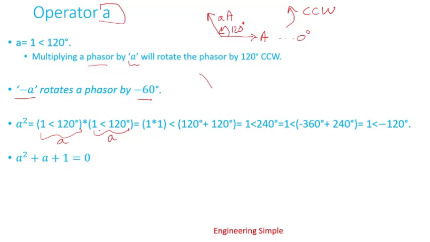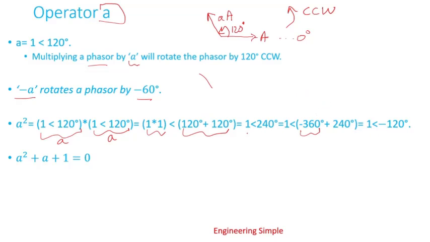In algebra, basically 1 times 1, and the angles, they just add up if you are multiplying. And 1 times 1 is just 1. 120 plus 120 is 240. And if I add negative 360, because I'm not doing anything, it's a full circle, I get 1.